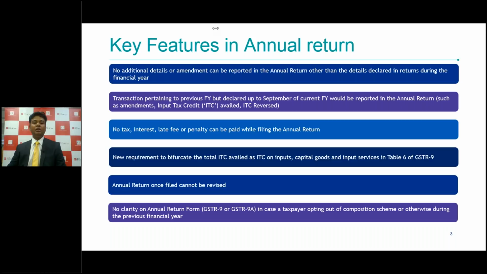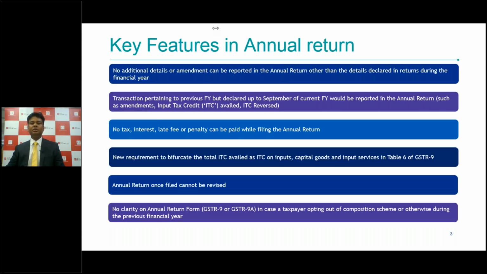Okay, there is one doubt which I called out in the beginning: you've heard that 9A is for the composition taxpayer and 9 is for a non-composition taxpayer. What happens if you switch the system? If you switch the system, then what happens? We don't have an answer. Do you file 9A, or do you file 9, or do you file both? We don't have an answer, but possibly we'll get one.